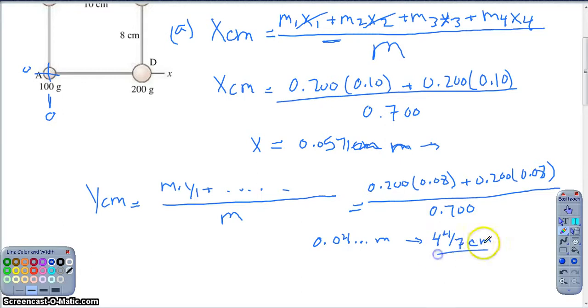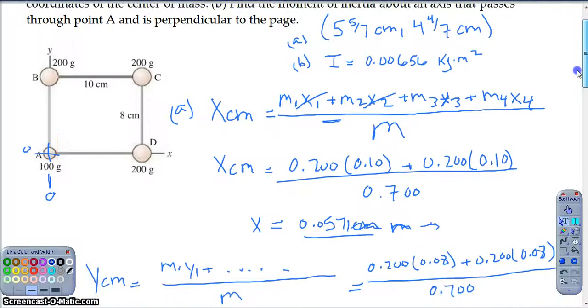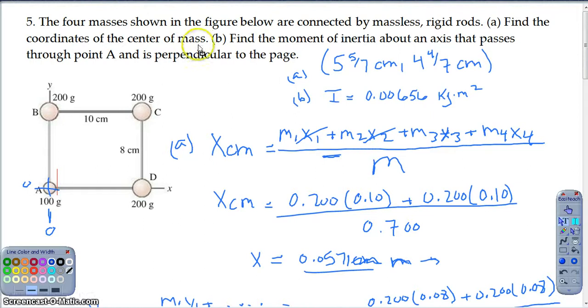So I've got those two coordinates for my center of mass, and that's where my answer for part A came from. So anyway, hopefully finding the center of mass at this point in the year isn't anything too tricky. Probably the part that you guys need to look at, if anything, was part B.